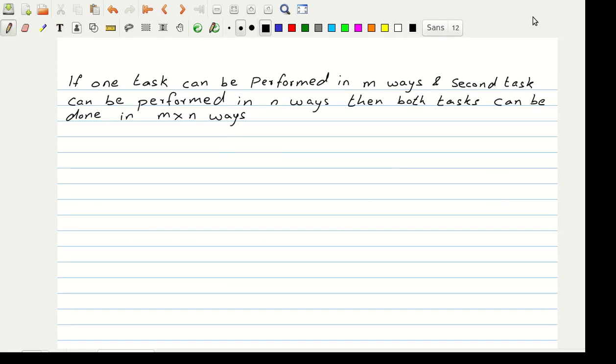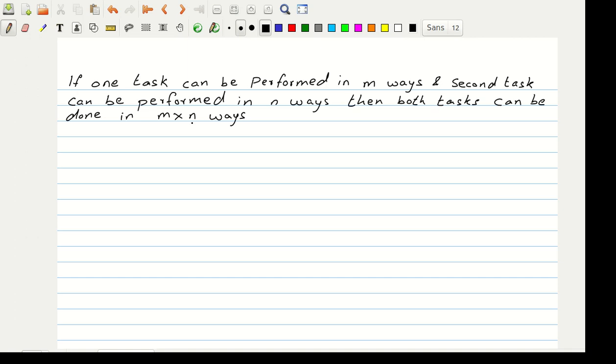Okay, now look at this statement. It says that if one task can be performed in m ways, and if we have performed that task in any one of those m ways, and the second task can be performed in n ways, then both tasks can be performed in m times n ways. So this is simply a multiplicative law of permutation.